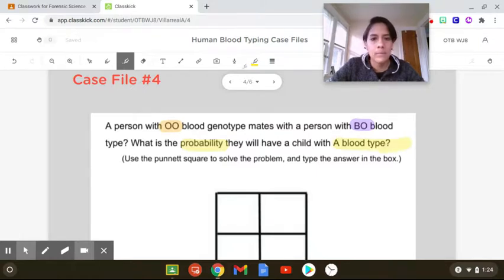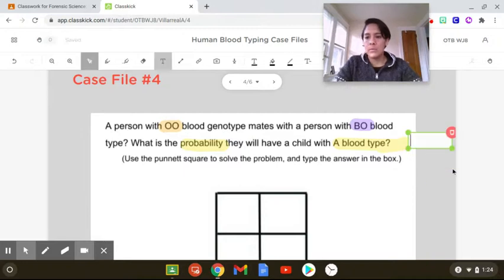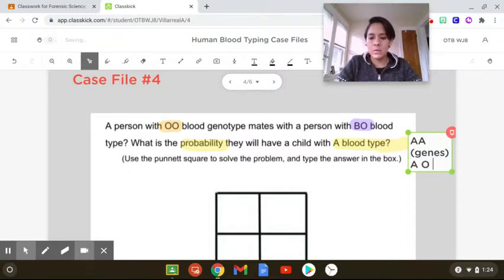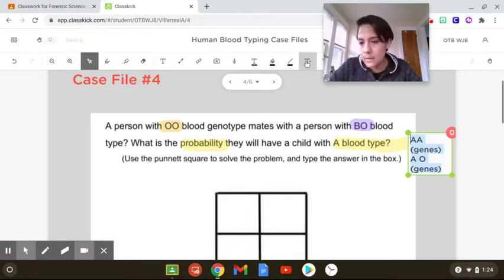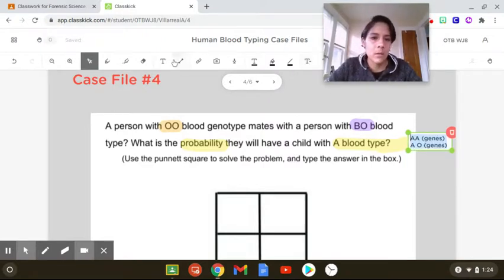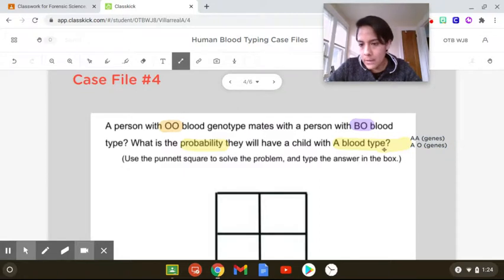Okay, so if we remember, for A blood we need either AA genes or we need an A and an O gene. Those are the two combinations that we are looking for. Alrighty. So I'll set up the square and then I'll let you guys fill in the rest. Okay, so let's take a look here. So that's for the A blood type. Those are what we're looking for.